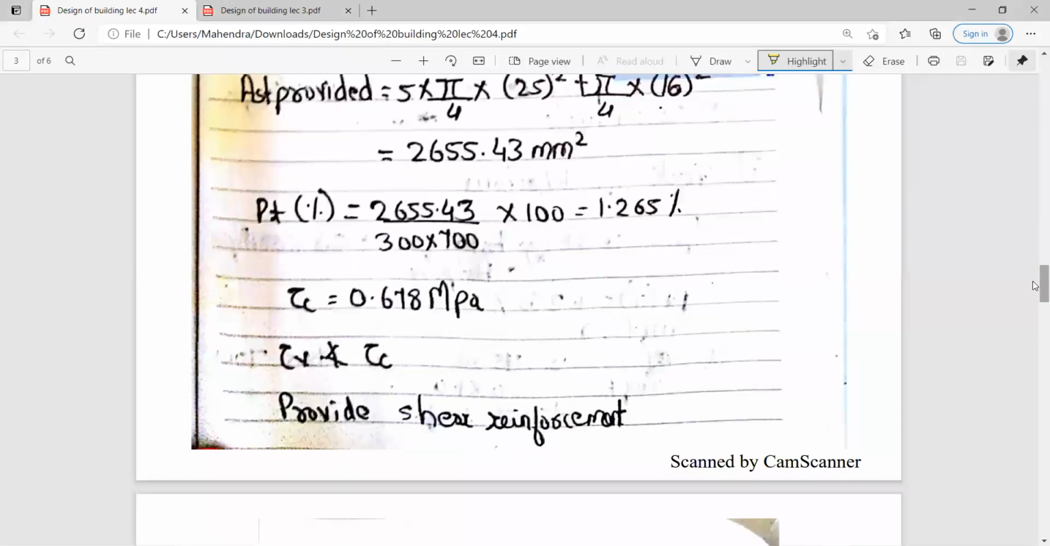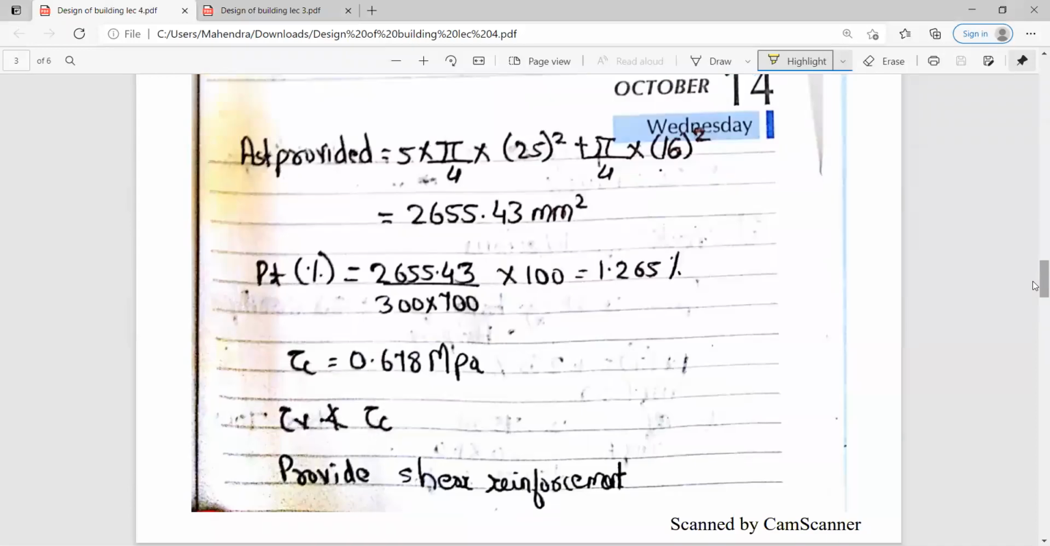Now you need to calculate AST provided. For that, you have to use 5 bars of 25 mm, that is 5 into pi by 4 into 25 square, then pi by 4 into 16 square, as you are going to use 1 bar of 16 mm, so 1 into pi by 4 into 16 square. From that you will get AST provided as 2655.43, for 5 bars of 25 millimeter diameter and 1 bar of 16 millimeter diameter.